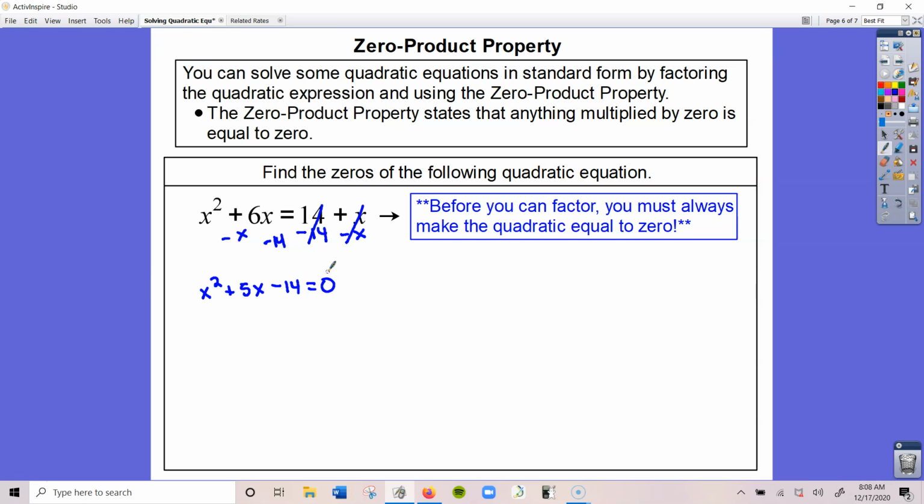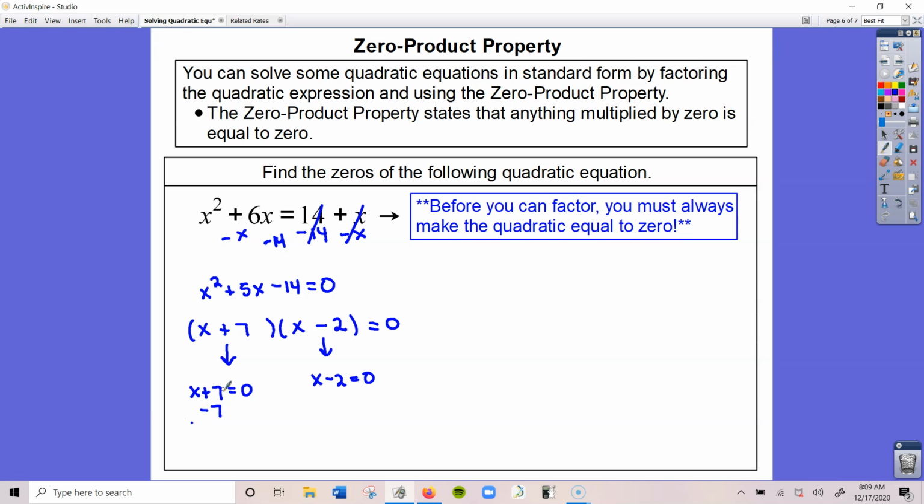And now we factor. Since we have nothing in front of the x squared, this means that we can factor like normal. We don't have to use the AC method. So I can write x, and the two numbers that multiply to give me negative 14 and add to give me a positive 5 would be a positive 7 and negative 2. So remembering, if one factor is equal to 0, then the whole equation is going to equal 0. So once you have your factors set up, we basically take each individual factor and make it equal to 0. And then we solve for x.